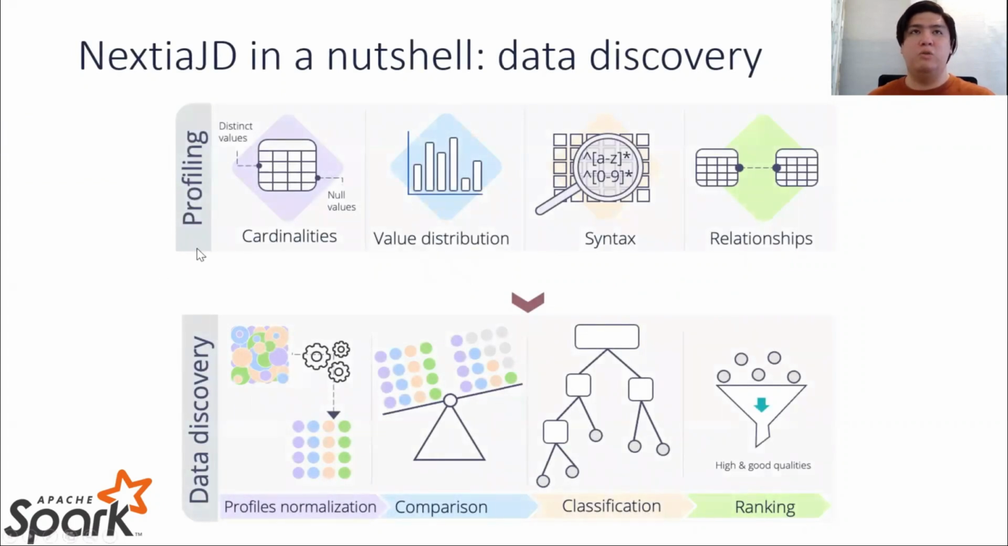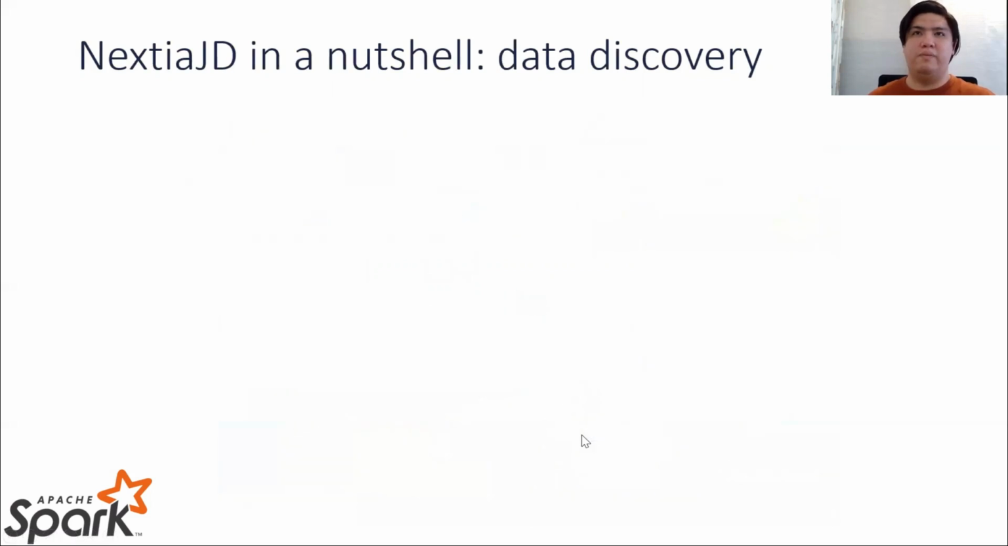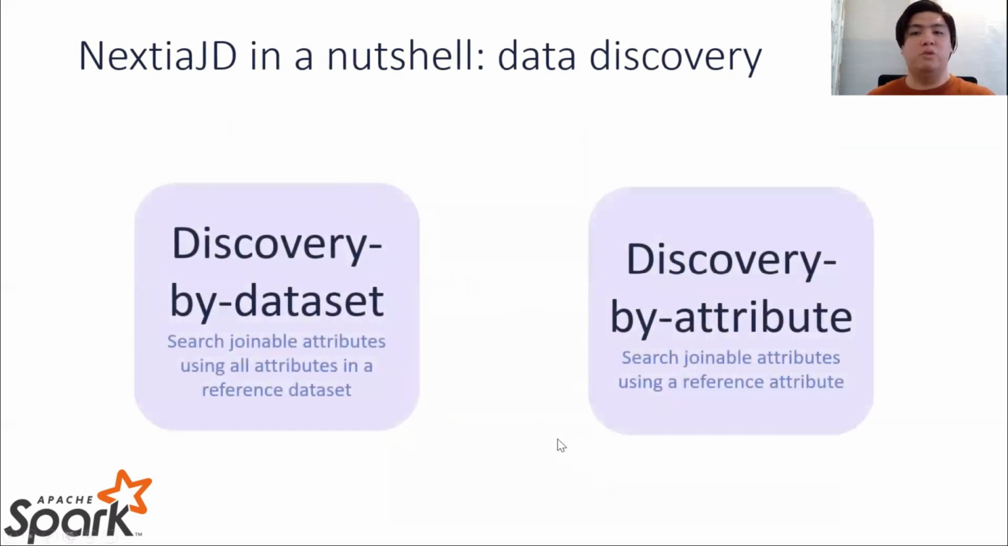Now, once we have a data profile, we can start performing a data discovery. We create a combination of pairs and compute the relationship profiling. We normalize the profiles, compare them, and use random forest to predict the join quality label. We identify 2 types of discovery: discovery by data set, which searches joinable attributes using all the attributes in a reference data set, and discovery by attribute, which searches joinable attributes using a reference attribute.